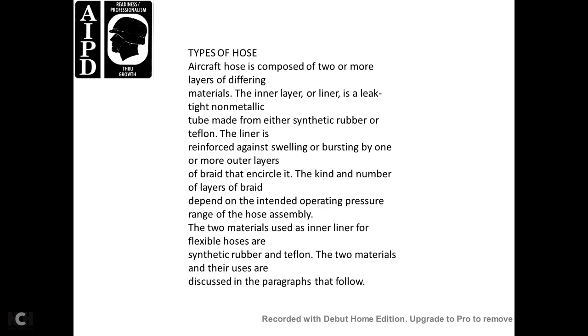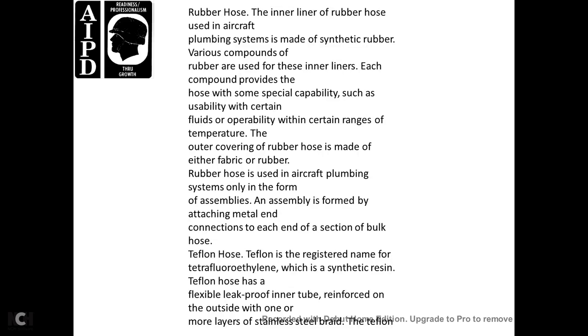Two materials are used for the inner liner of flexible hose: synthetic rubber or Teflon. The two materials are discussed in the paragraphs that follow. Rubber hose: the inner liner of the rubber hose used in aircraft plumbing systems is made with synthetic rubber. Various compounds of rubber are used for the inner liners. Each compound provides the hose with some special capability, such as usability with certain fluids or operability within a certain range of temperature.